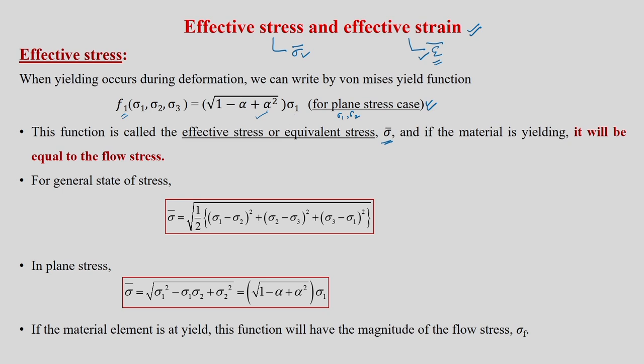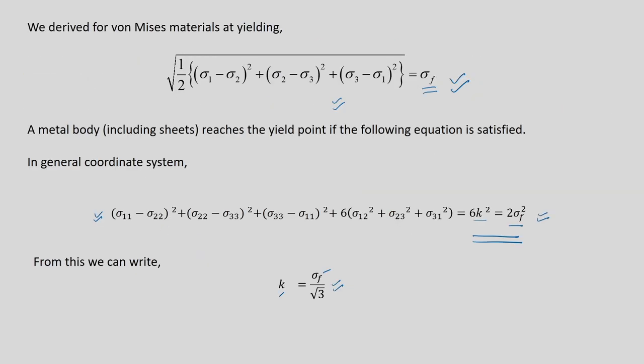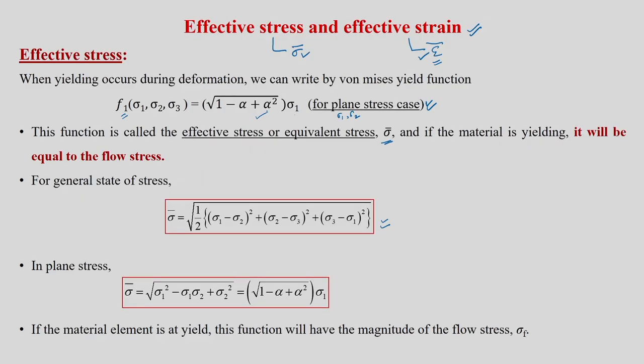The same equation we have seen in the previous slide, we are just going to name it as sigma bar, that is all. So, sigma bar is equal to square root of 1 by 2 into (sigma 1 minus sigma 2) the whole square plus (sigma 2 minus sigma 3) the whole square plus (sigma 3 minus sigma 1) the whole square. We can directly write this as sigma bar. When sigma bar equals sigma f, we say the material is going to yield.